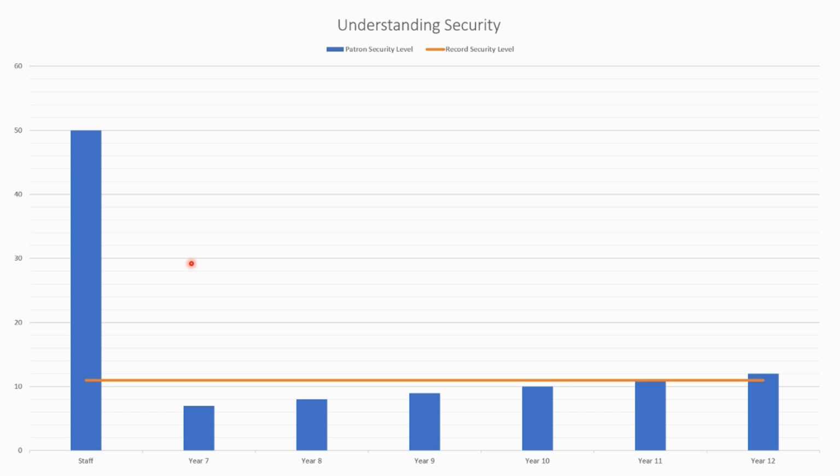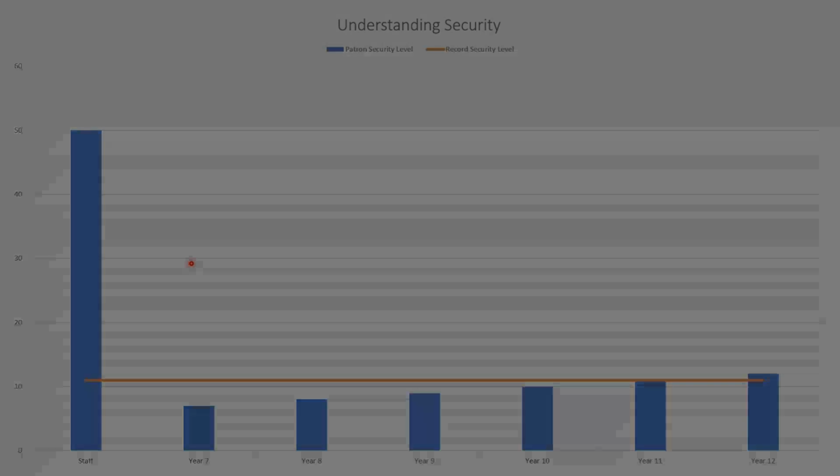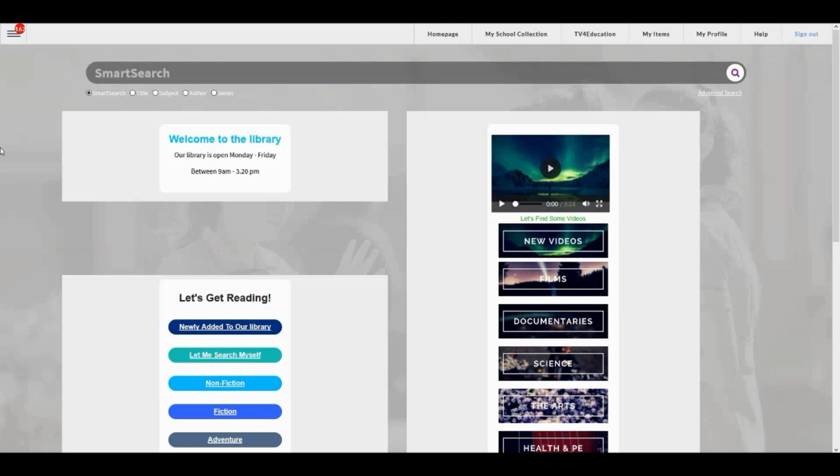What I'd like to do now is jump into SmartSuite, where I can walk you through setting up security and utilizing it within SmartSuite. Now that we're in SmartSuite, first thing I want you to check is your catalog defaults for 1, TVThread for Education, and 2, YouTube.